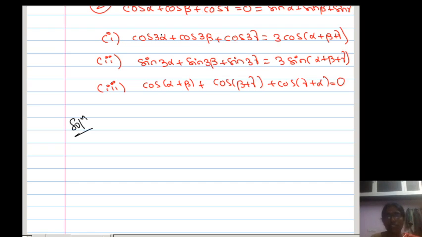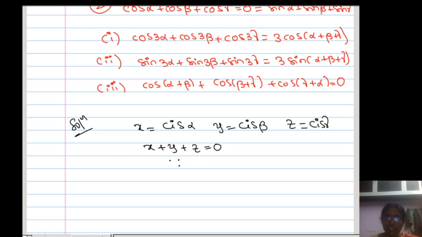First, cos 3 alpha plus cos 3 beta plus cos 3 gamma, we have to prove this. What I am doing here: we already discussed this in the solved problems, first one, solved problem fifth one. Let x be cis alpha, y be cis beta, z be cis gamma. Then I know that x plus y plus z equals 0. Why? Because we already proved in that problem that cis alpha plus cis beta plus cis gamma is 0.